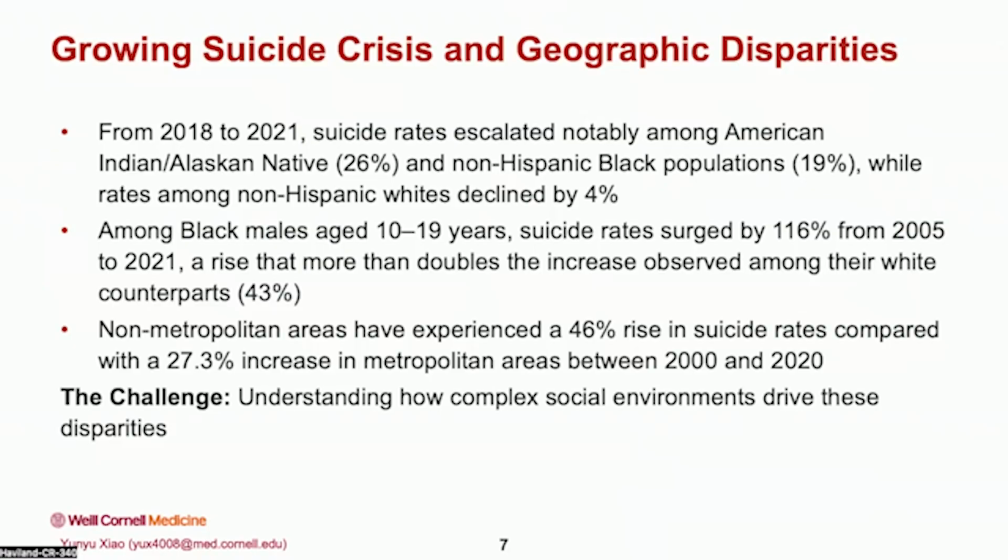But the challenge has been really to understand how the complex social environment has been driving these disparities, because we are not just focusing on the demographic disparities, right? We really need to know what the environment is that people are living in that might drive this suicide crisis, especially these geographic disparities and then later on showing in the subgroups.